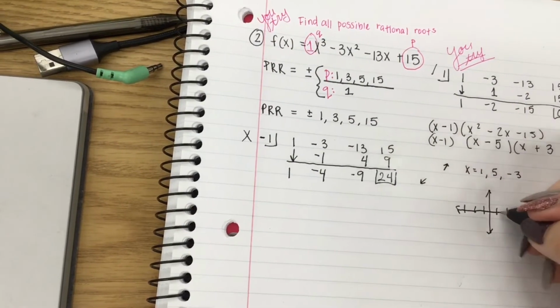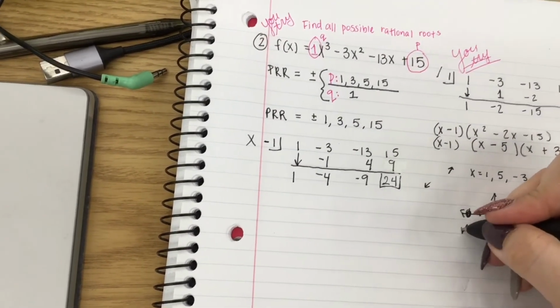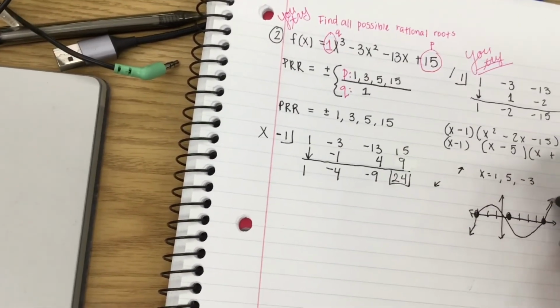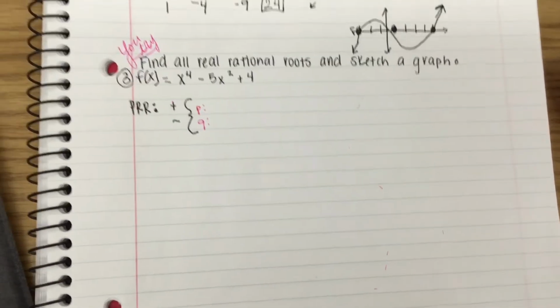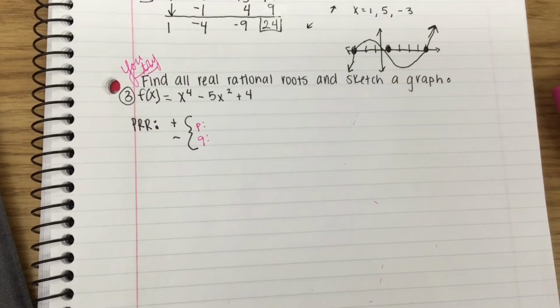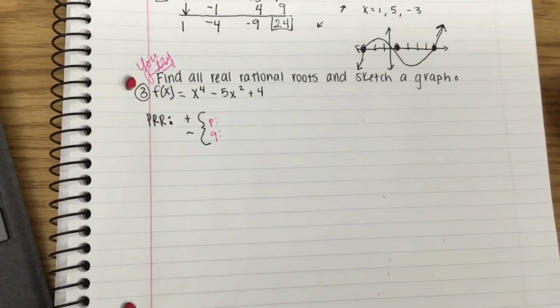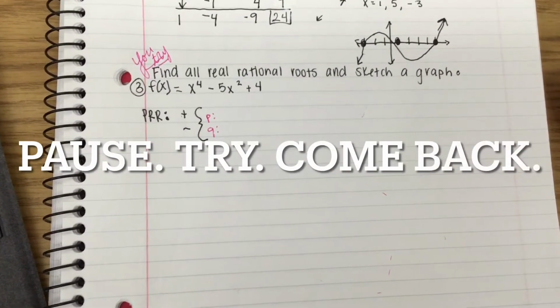So when I plot those points, they are going to pass through those x-intercepts. So I'm making sure it goes down on the left and up on the right, and then it passes through each of those x-intercepts. So I want you to try this one on your own. Go ahead and find those possible rational roots and start testing all of those possible rational roots in your synthetic division and hunt for those 0 remainders. Pause it here, try it, come back when you're done.